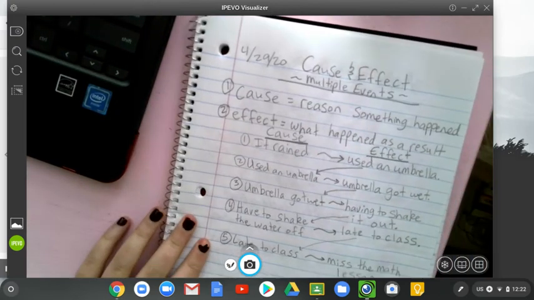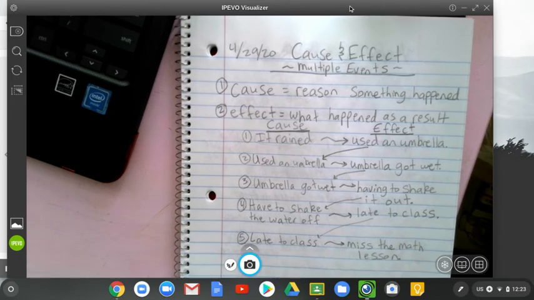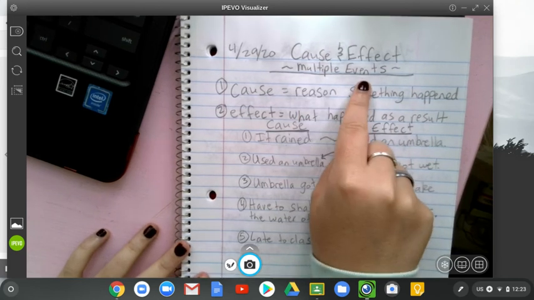The first skill that we're reviewing today is cause and effect. We did this one back in April. We read a story, I believe it was about the space and the moon. I'm not entirely sure though. So basically what we're going to be working on is cause and effect with multiple events.